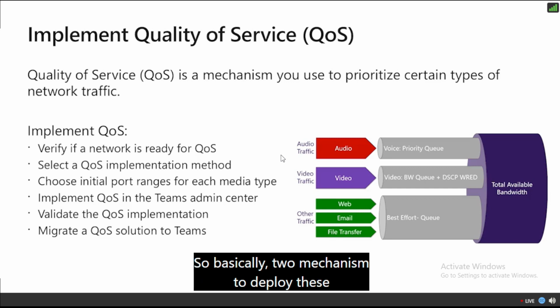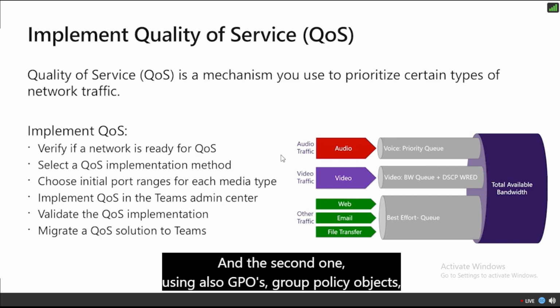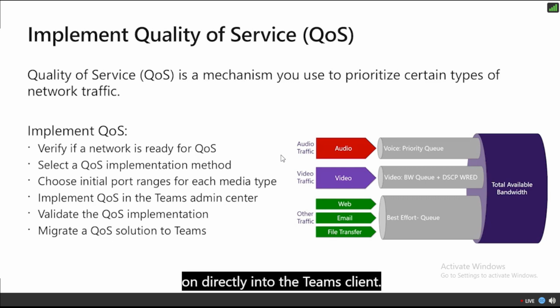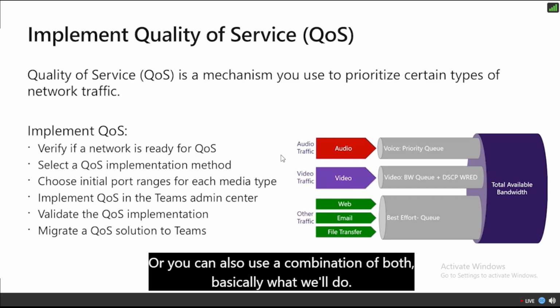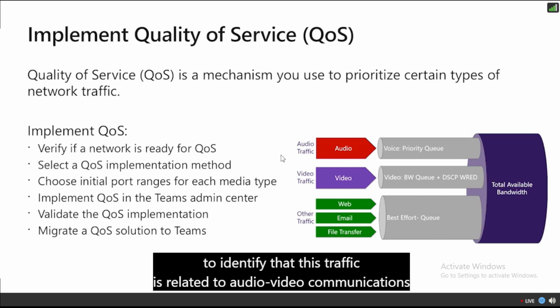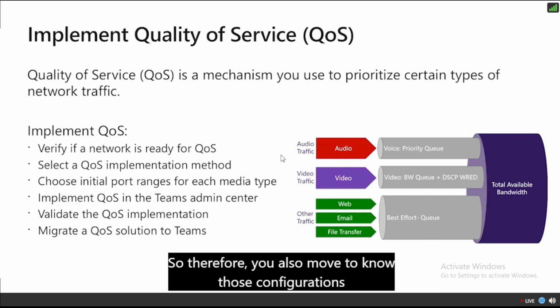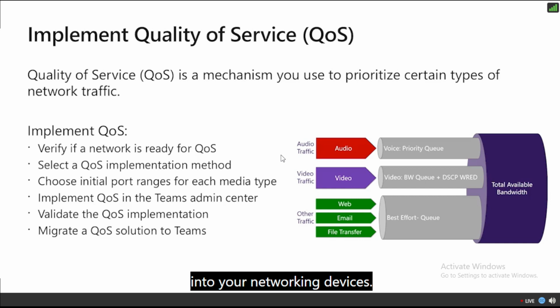Basically, there are two mechanisms to deploy this: either using tags or ACLs, or using GPOs, group policy objects, directly on the Teams client. Or you can also use a combination of both. Basically, it will add an extra tag on the traffic to identify that this traffic is related to audio and video communications and will get that higher priority. So definitely you also need to know those configurations in your networking devices.